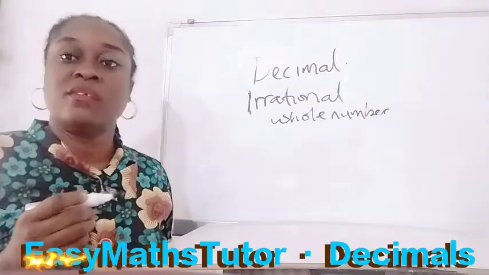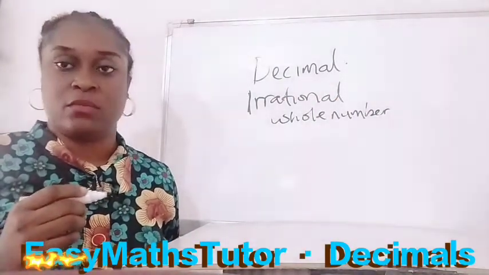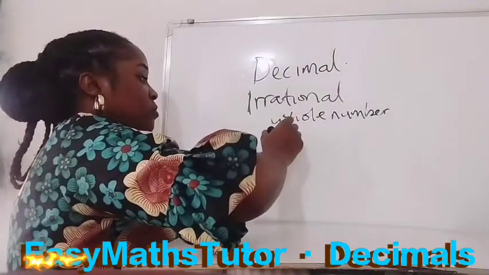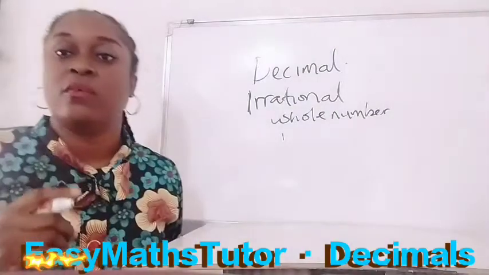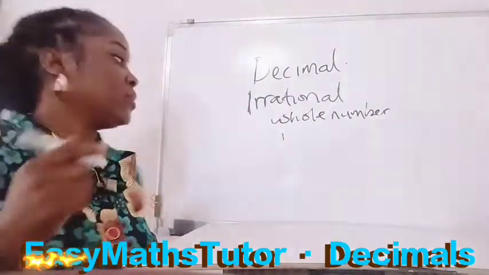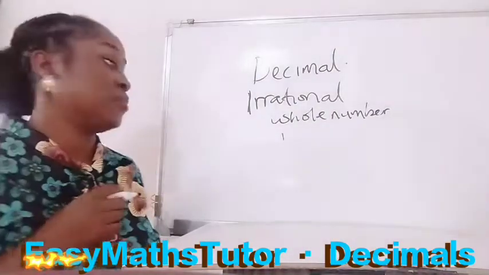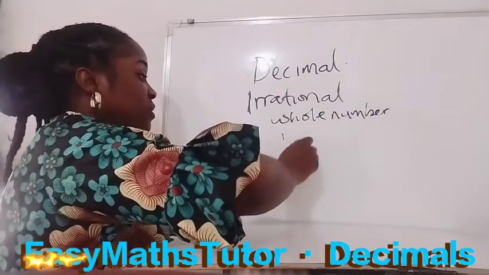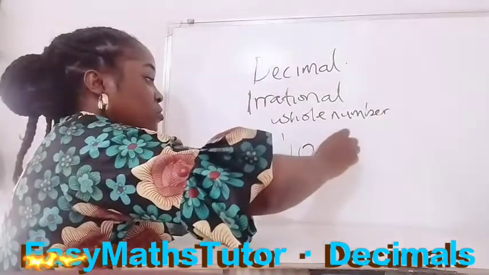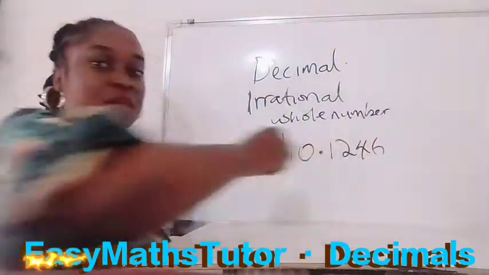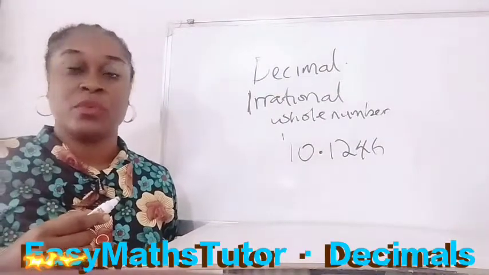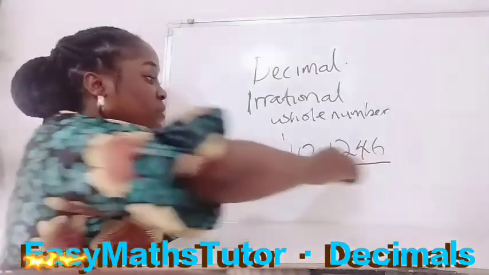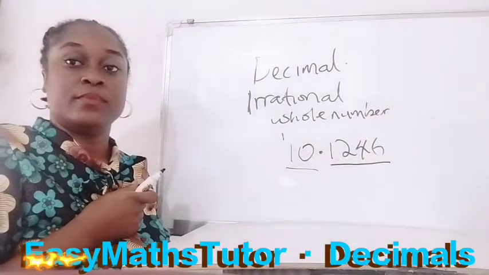but a decimal will have a fraction, and those fractions will give us different figures at the end. Okay, so this is a decimal. It consists of a number. For instance, we have 10.1246. This is a decimal. This is a whole number, and this is the remainder.